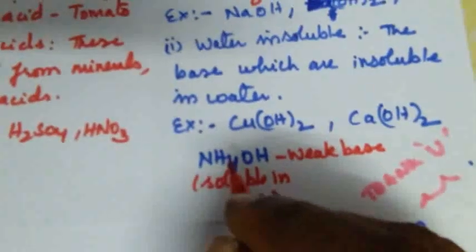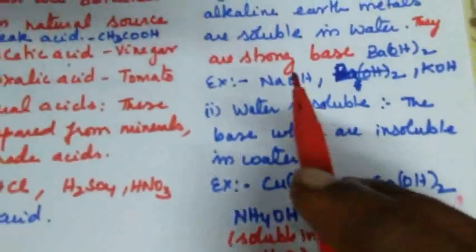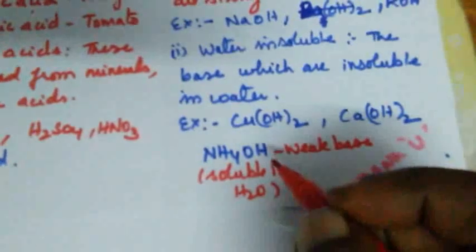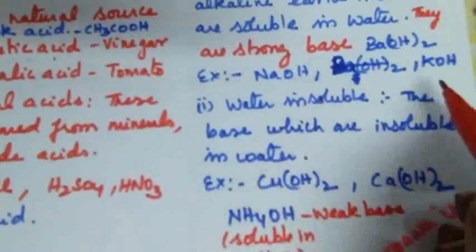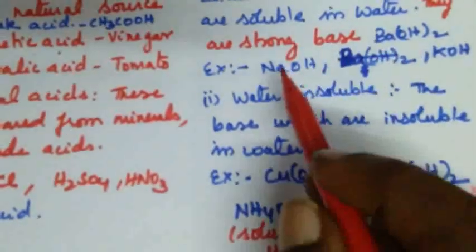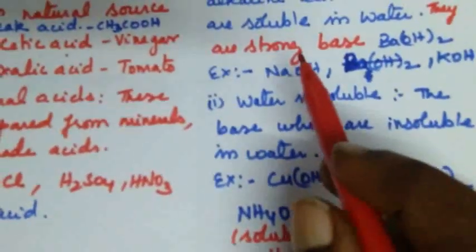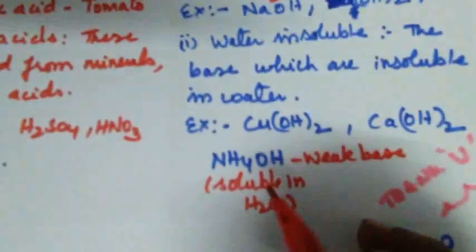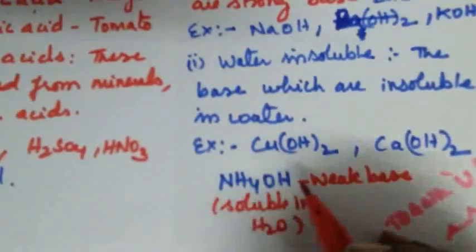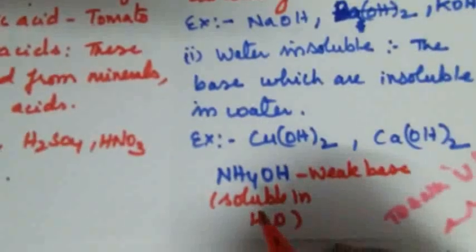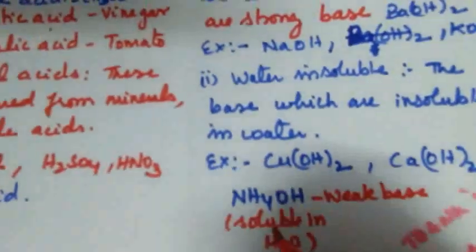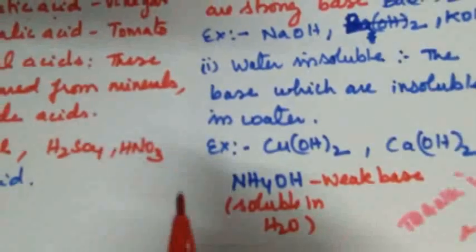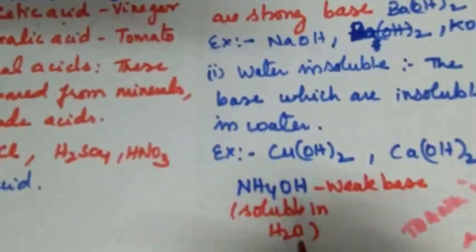We have one more category: strong base and weak base. Strong bases like sodium hydroxide and potassium hydroxide are completely soluble in water, so they are called strong bases. Then we have weak bases like ammonium hydroxide, which is soluble in water. Don't mistake it with the water insoluble state. Ammonium hydroxide is an example of a weak base.